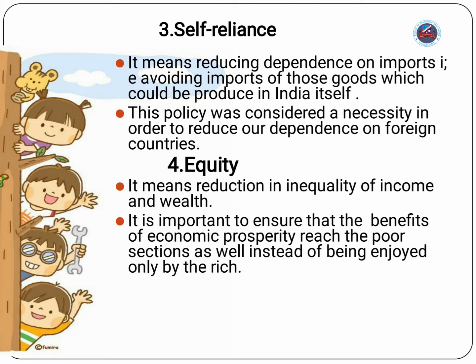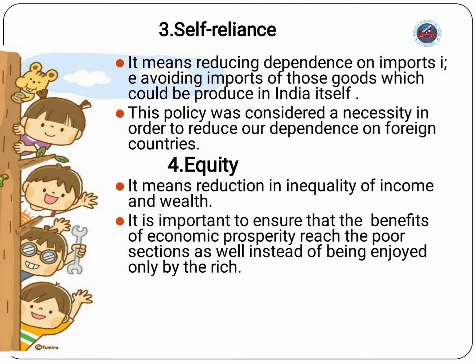The fourth and last goal of the 5-year plan is equity. Equity simply refers to the reduction in inequality of income and wealth. Now, growth, modernization, and self-reliance by themselves may not improve the kind of life which people are living. For instance, a country may have high growth and the most modern technology developed in the country itself, but what is the use of it when most of its people are living in poverty?